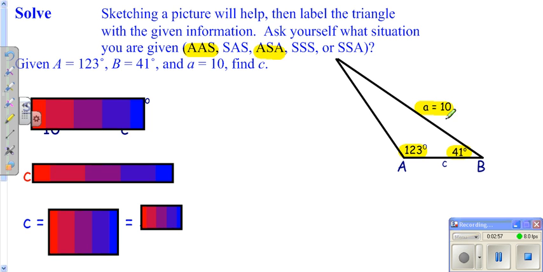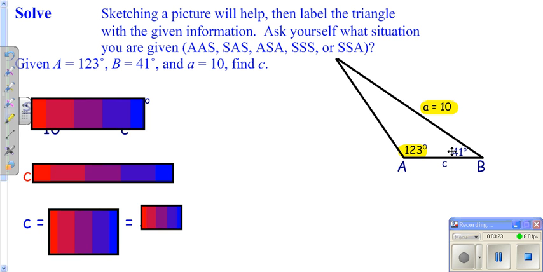However, we know it's the first one because, is your side of 10 in between your two angles? The answer is no. So your side here is not between your two angles. Well, we do have our opposite pair. Our opposite pair is over here in our triangle. It's our angle A and our side a. So from that we can go ahead and figure out our missing information.